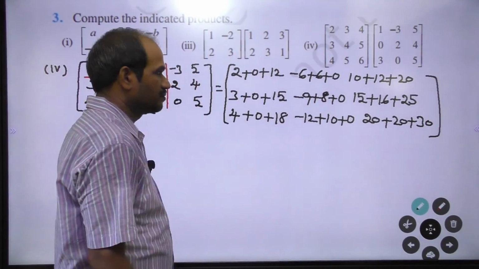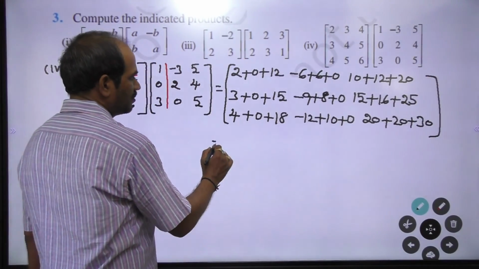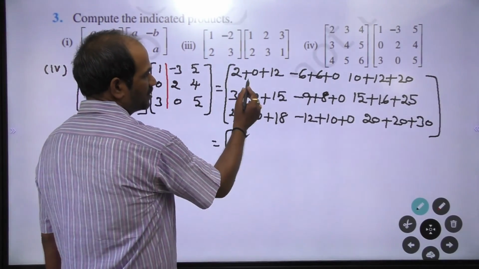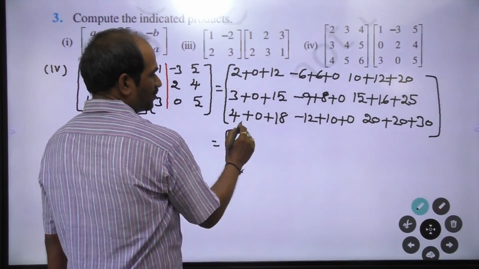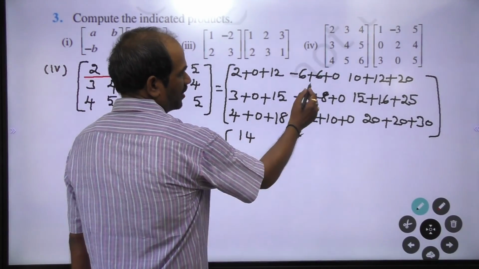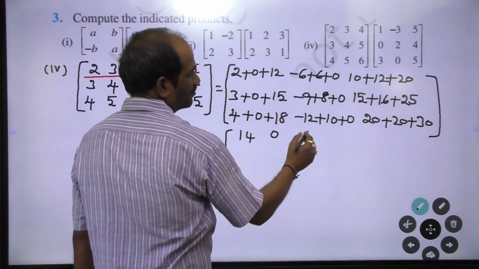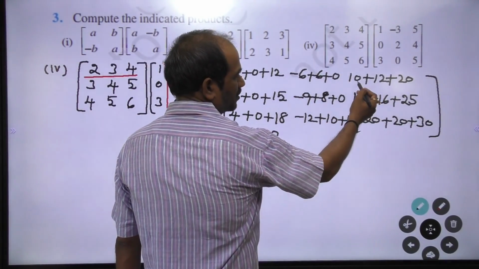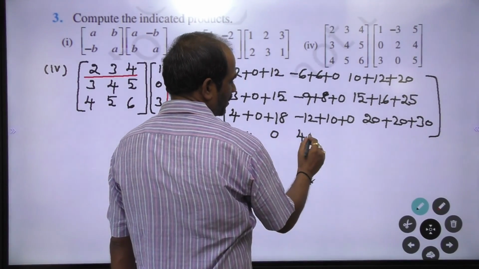Okay, see here, that is equal to this matrix. 2 plus 12 is 14. Next one, minus 6 plus 6 is 0. Next element, 2, 20, 30, 42. This element is 42.